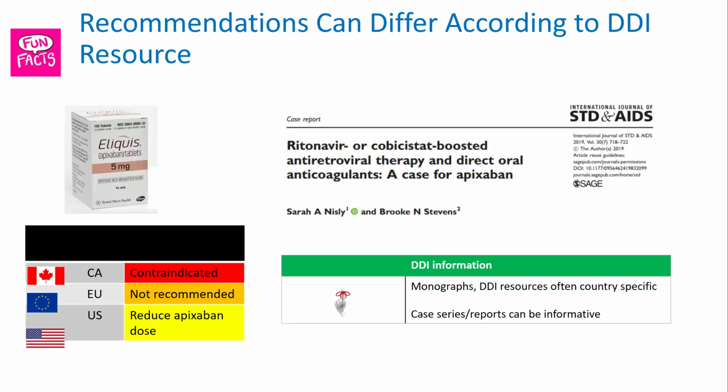Another fun fact, sometimes interaction recommendations are different from country to country. So, for instance, with apixaban, giving it with strong CYP3A4 inhibitors is contraindicated in the Canadian monograph. It's not recommended in the European monograph, while the US package insert says that you can use it as long as you reduce the apixaban dose. And that's been borne out in a number of case series where it's been safely used at a lower dose with boosted agents.